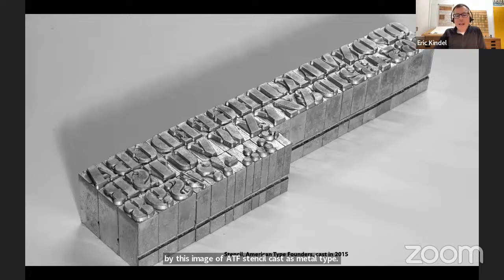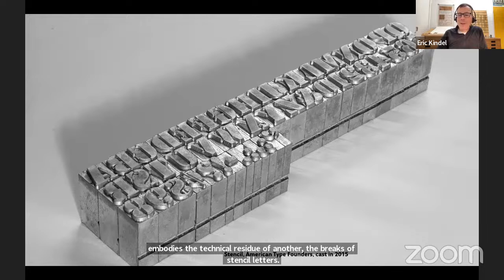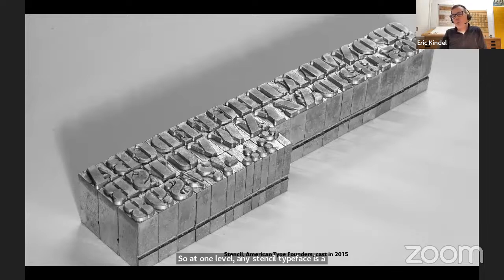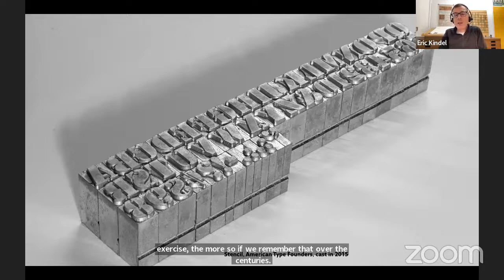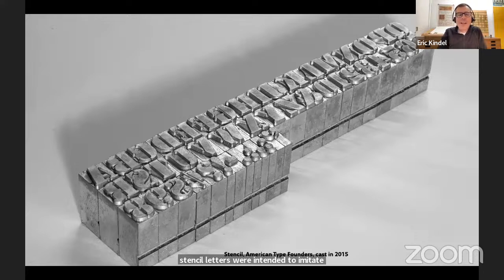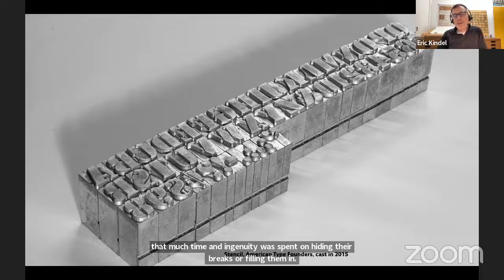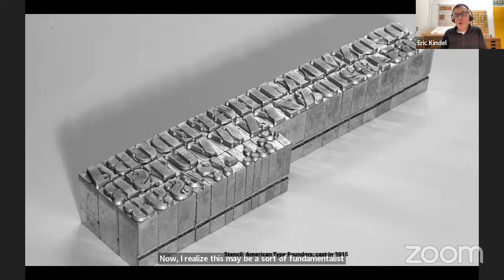The contradiction is a technical one in which one technology, movable metal type, pointlessly embodies the technical residue of another, the breaks of stencil letters. So at one level, any stencil typeface is a confounding exercise. The more so if we remember that over the centuries, stencil letters were intended to imitate printing types, not the other way around, and that much time and ingenuity was spent on hiding their breaks or filling them in. Now, I realize this may be a sort of fundamentalist way of looking at things, but it does raise the question of whether type founders were put off by similar thoughts.